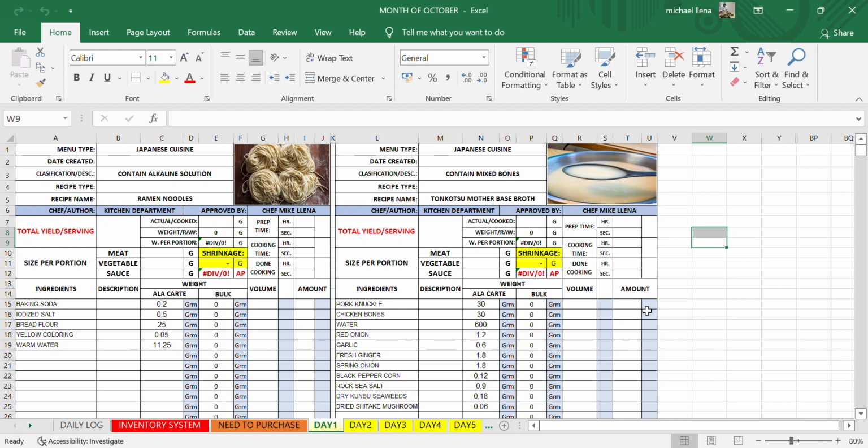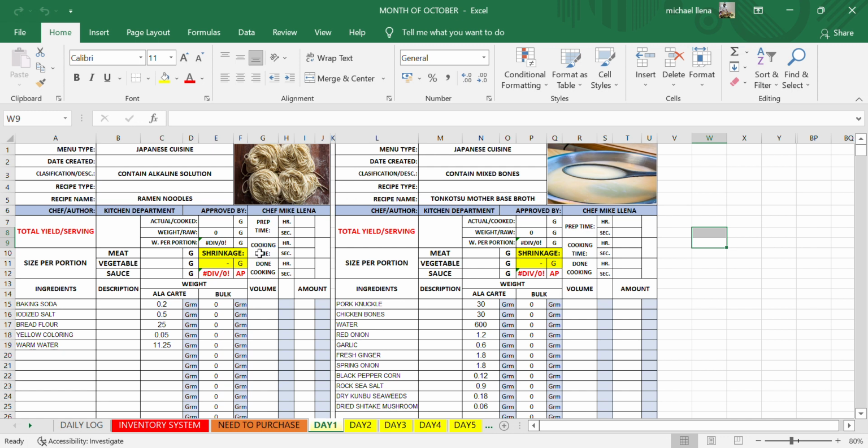Chef Mike here. I will show you how the system works. This system is called the Systematic Kitchen Management for Restaurant, Hotel and Catering Services. Here I have the recipe calculator.